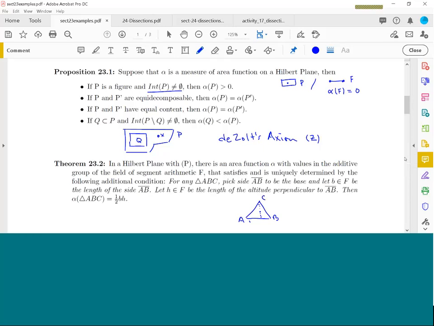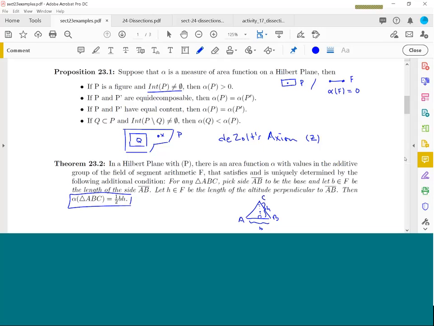So from A to B is B. And the altitude right there would be H. Then the conclusion here says the area of that triangle is 1/2 times the base times the height. Hopefully that is not an earth-shattering result.